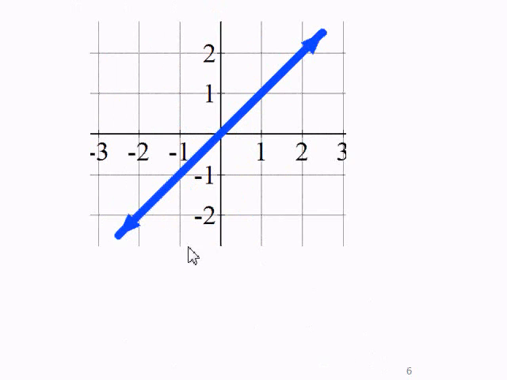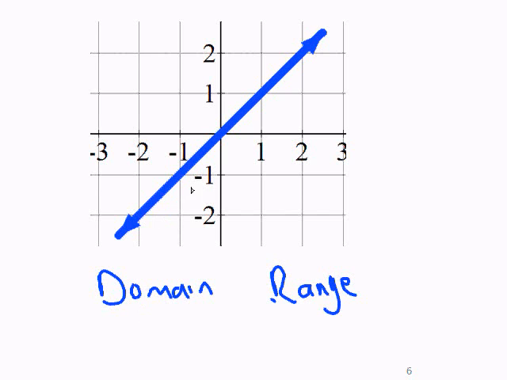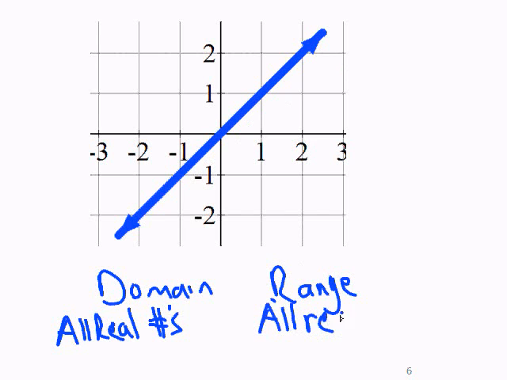For our next graph, the domain had no lower value, no leftmost value because it went to the left forever. It didn't have a rightmost value because it went to the right forever, so it was all real numbers. The range, by the way, that symbol right there means numbers. The range went down forever and up forever, so it was also all real numbers.